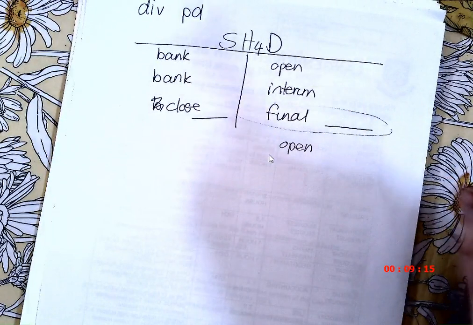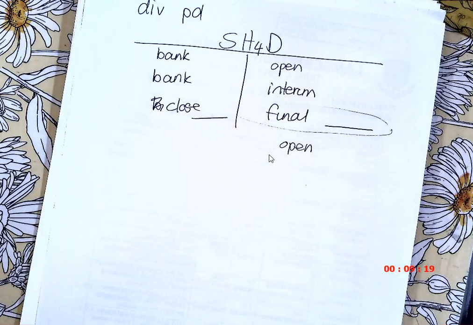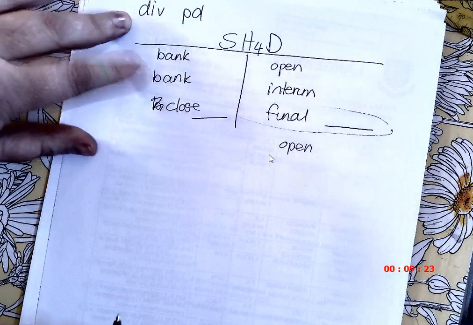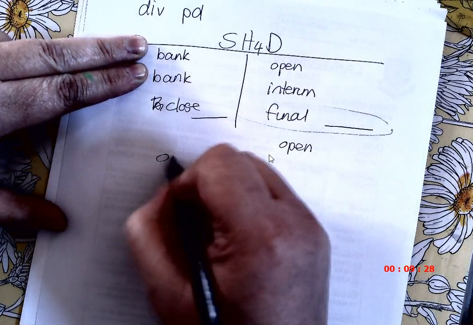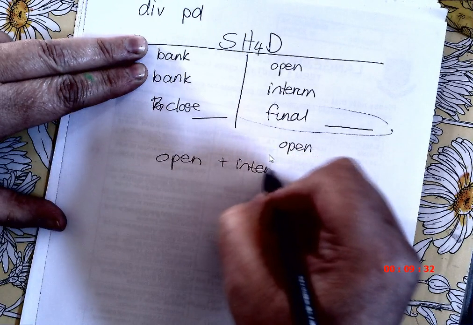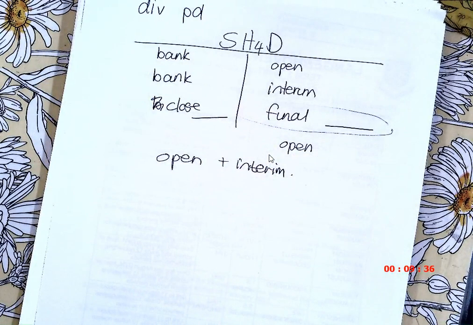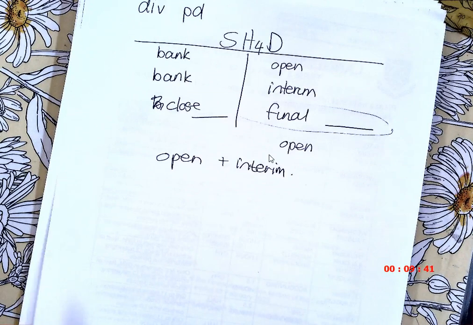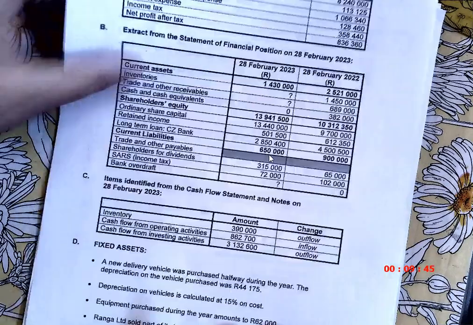So, in the end, what am I looking for? I'm doing the cash flow. So, cash flow equals bank. Can you see which are the two that I pay? The opening balance and the interim. So, if I go look at a question, let's see what they give me here. And they give me an extract here.